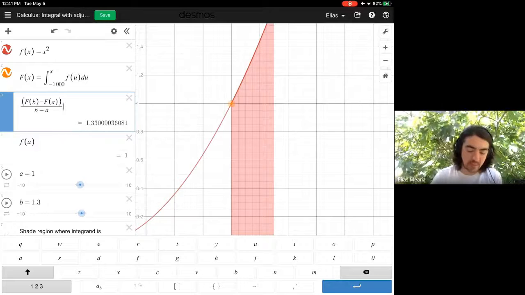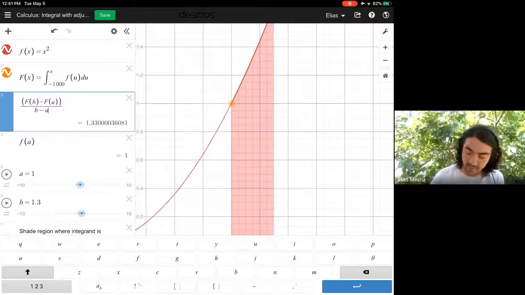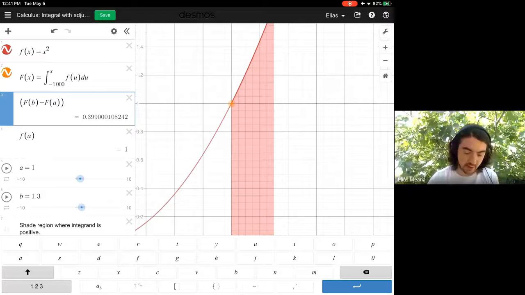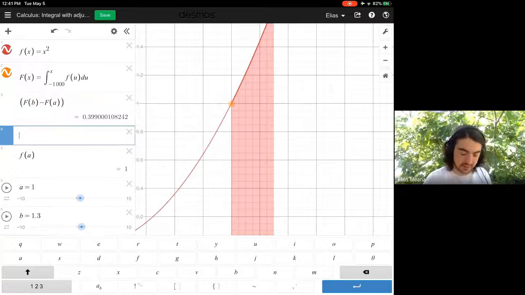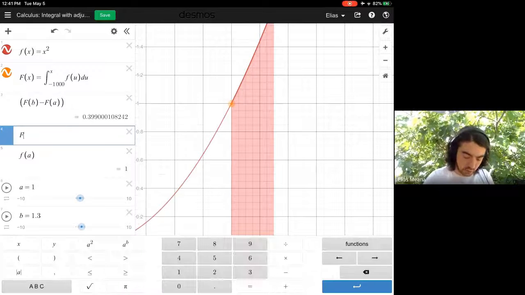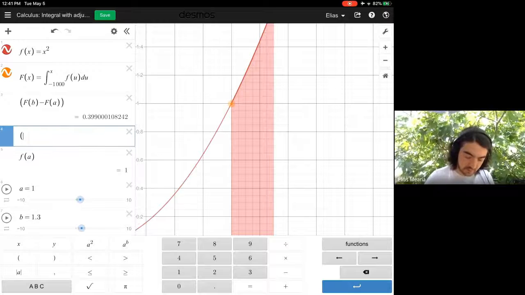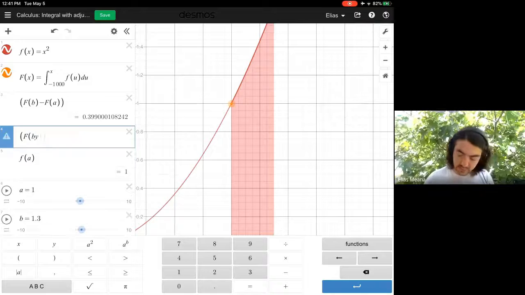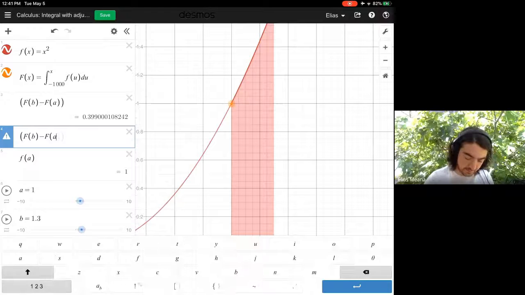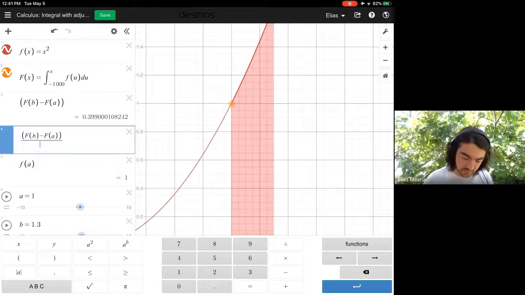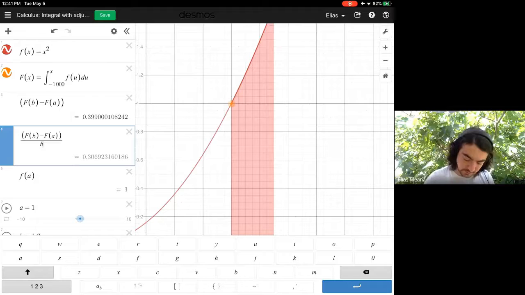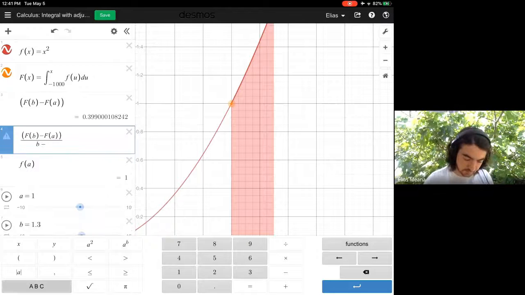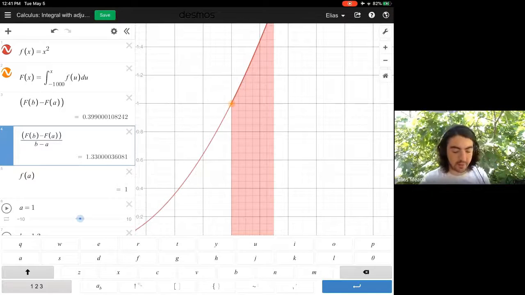And as we actually, sorry, this is not the area. This is the area divided by b minus a. So this is the area right here. The area is 0.3999. Okay, so we'll just leave it like that. So that's the area, and our actual region that we were talking about, let's see, big F of b minus big F of a divided by that interval. It's annoying to type on an iPad. So divided by b minus a. All right, so that's 1.330 whatever.